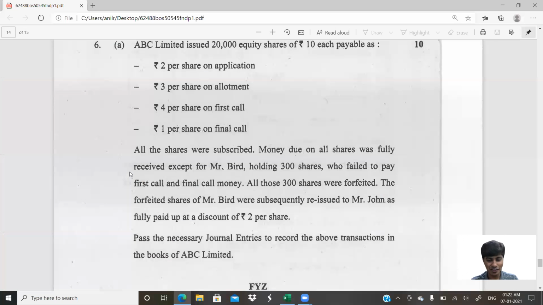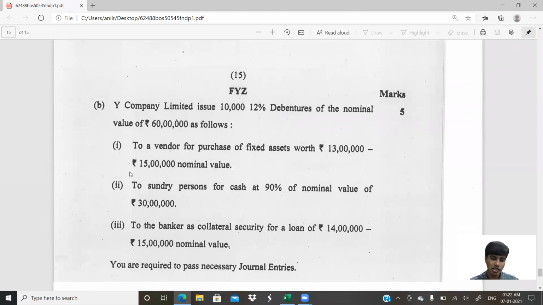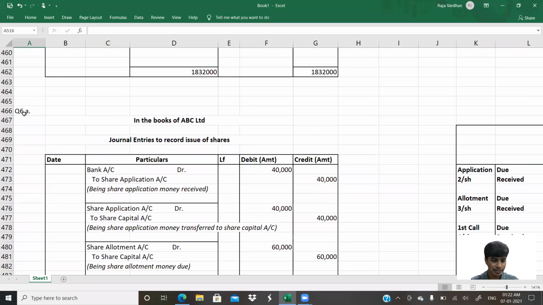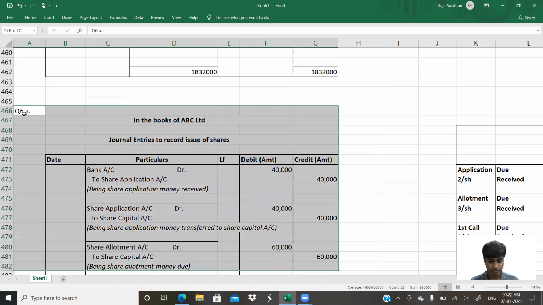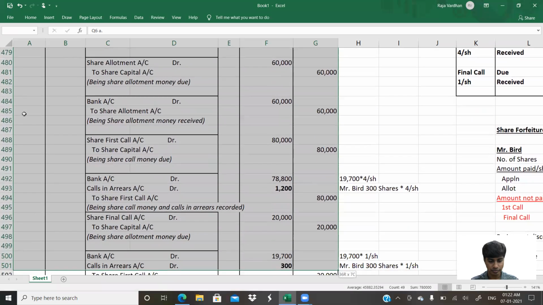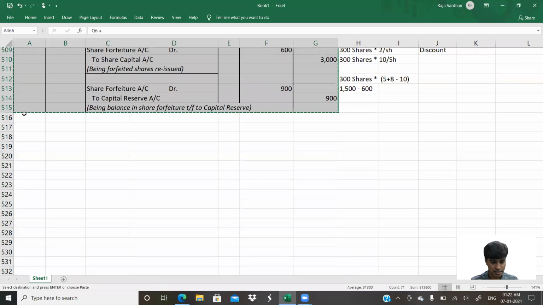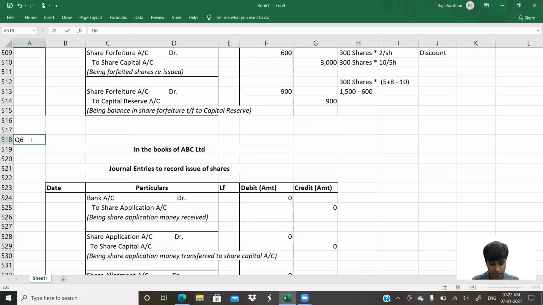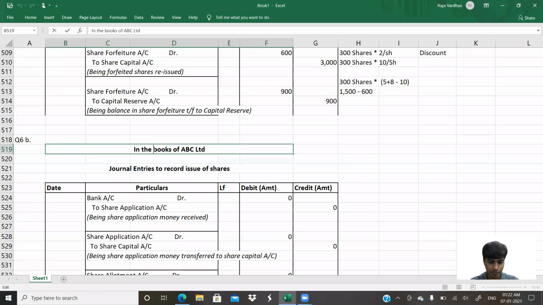So I think we have only the issue of debentures question followed by one theory question. Come on, let's do this. Issue of debentures question. I'll copy paste the entire format. You need the same format. Yes, copy pasted 6B. So this is in the books of Y Company Limited. ABC over, Y over.